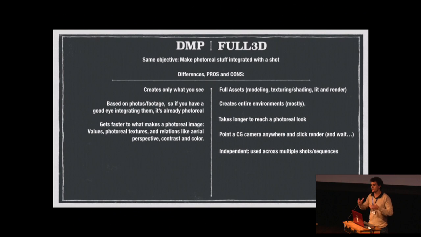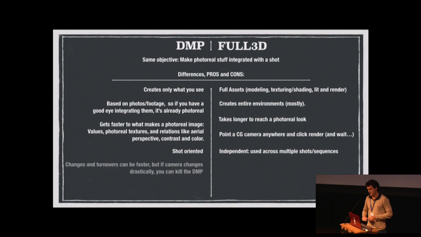And this is great because what you create becomes independent. You can use it across multiple shots or across multiple sequences. On the other hand, matte painting is strictly shot specific, shot oriented. You see your shot, you plan what you need to do, and you put effort on that specific area of that specific shot. Of course, you can use something that you painted for one shot in another shot, but this is not the idea of matte painting. So, in matte painting, changes and turnovers can be faster. Like, okay, change this mountain. You just grab another mountain, color correct it and integrate it, and it's done.